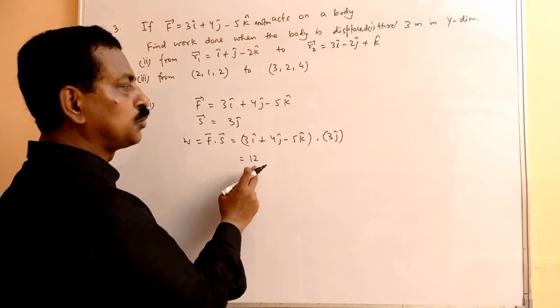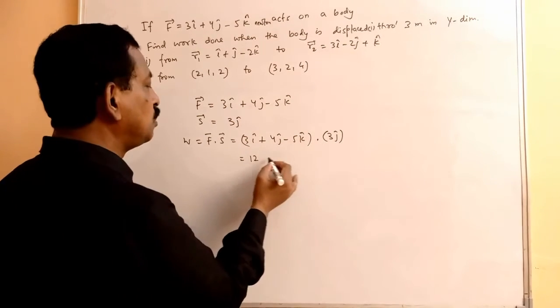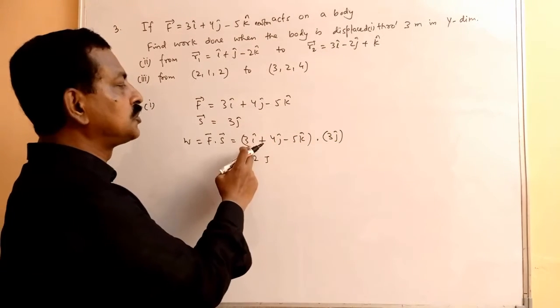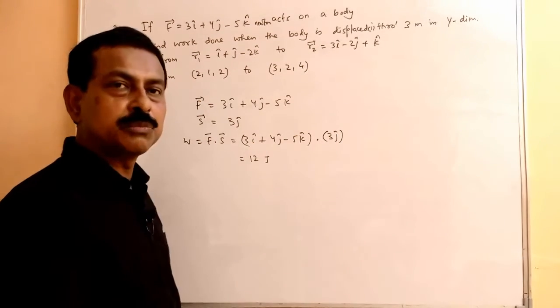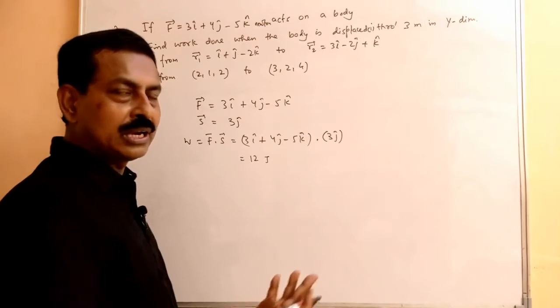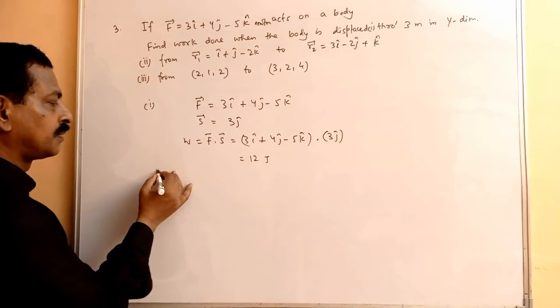So it will be 4 into 3, 12. Others will be 0 there. So it will be this much joule. Because i dot j will be 0, only j dot j will be 1, k dot j will again be 0. So it will be your 12 joule.